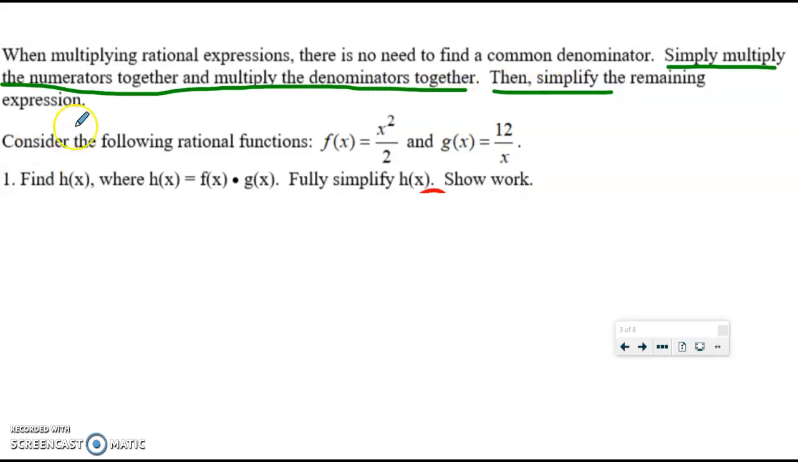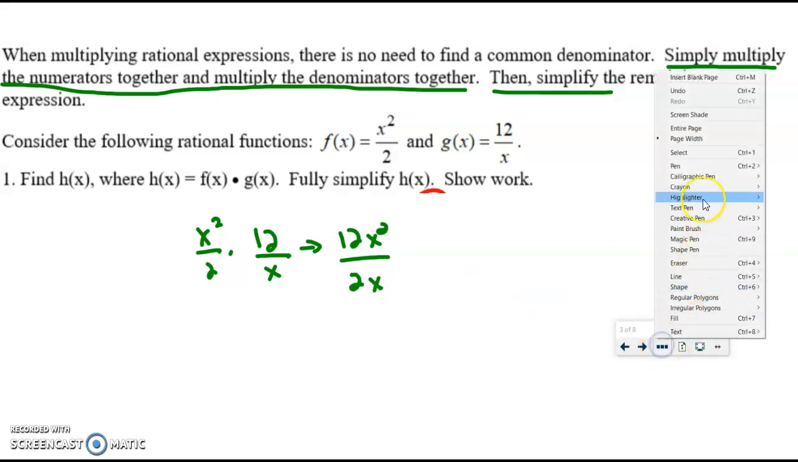So let's look at this example. We have two functions. We have f of x and we have g of x. And I want to multiply them together. So I got x squared over 2, that is being multiplied by 12 over x. So we are going to multiply the numerators together, and the denominators. It looks like I got 12x squared over 2x.